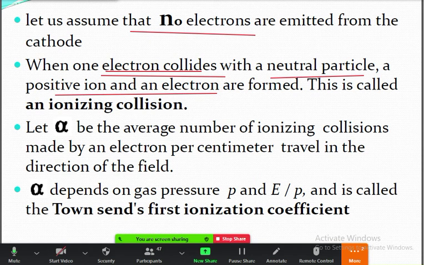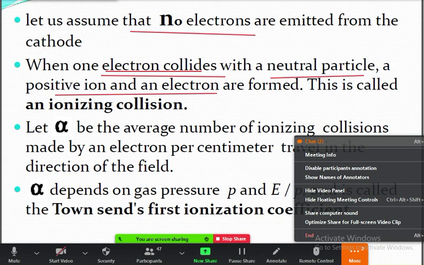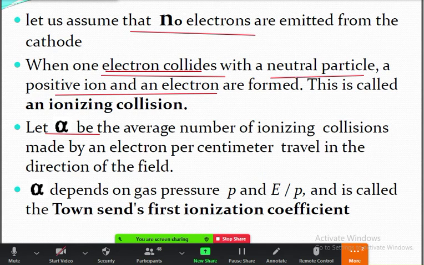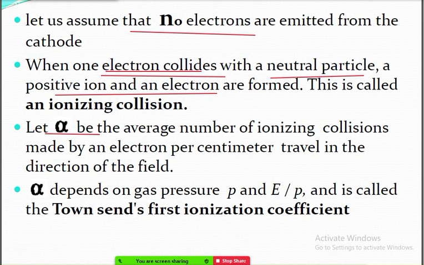And again we have one more new term to be discussed here: alpha. We are defining a new term called alpha. Let alpha be the average number of ionizing collisions made by an electron per centimeter travel in the direction of the field. Actually, this is the definition of alpha.